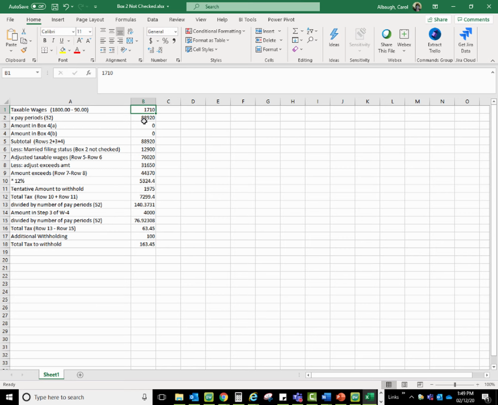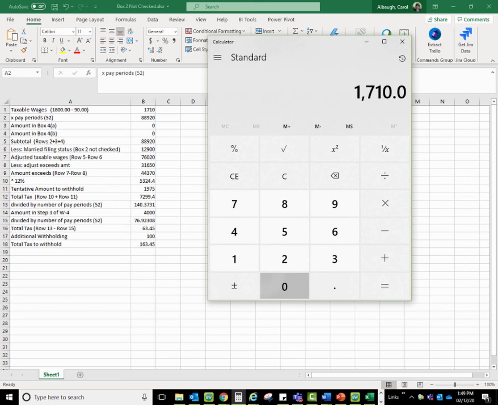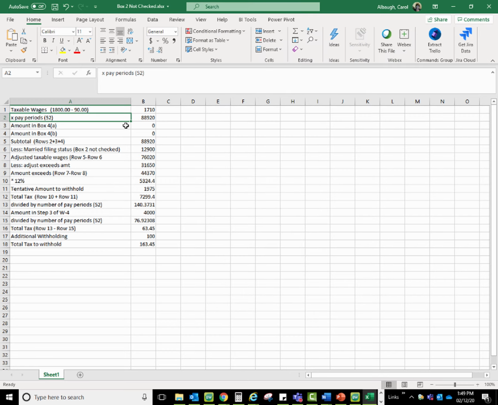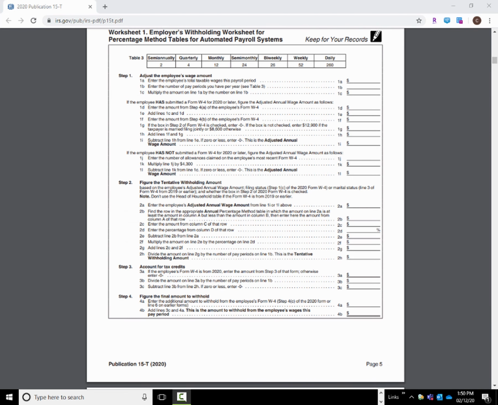Because we use the annual tables to calculate the tax, we have to take this $1,710 for the current payroll times the number of pay periods in a year. Our employee is paid weekly, so that would be times 52. When we take our $1,710 times the 52 weeks in a year, that leaves us with $88,920. Our employee had 0 in box 4A and 4B, so that gives us a subtotal of $88,920. Now let's take a look at the next step.